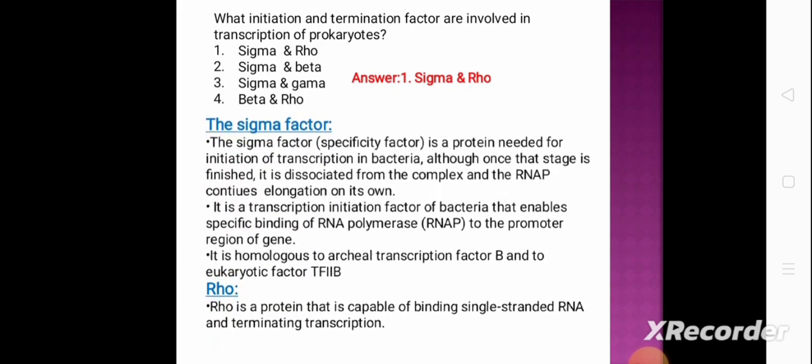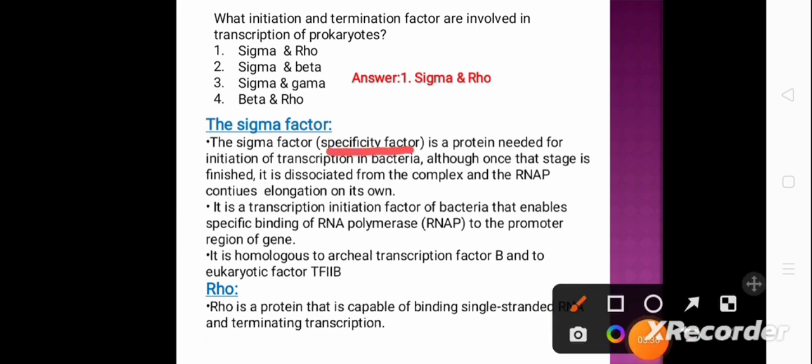Now let's discuss the sigma factor. The sigma factor, also known as specificity factor, is a protein that is needed for initiation of transcription in bacteria. Once the initial stage is finished, the sigma factor is dissociated from the complex and the RNA polymerase continues the elongation on its own.